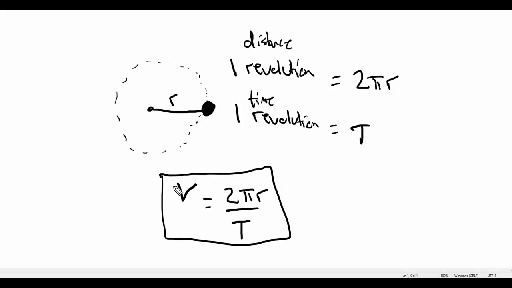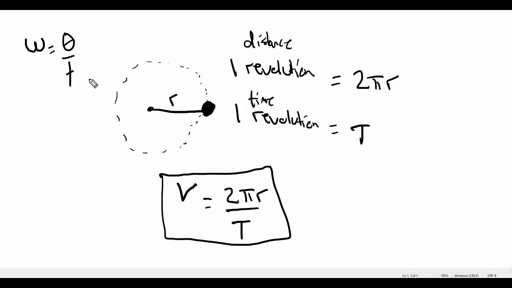Now I want to derive one more equation using the same kind of principle. Let's go back a second to the definition of angular velocity. Angular velocity is angular displacement over time, right? The rate at which angular displacement changes over time. That's how angular velocity is defined.